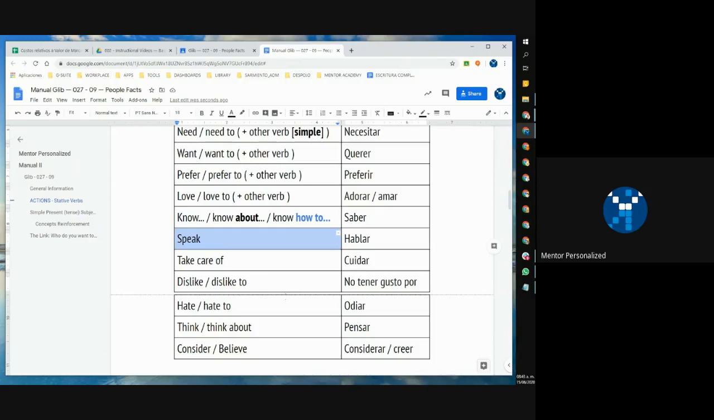What languages do you speak, Gabby? I speak Spanish and English. Okay, Spanish and English. Repeat: I speak Spanish and English.